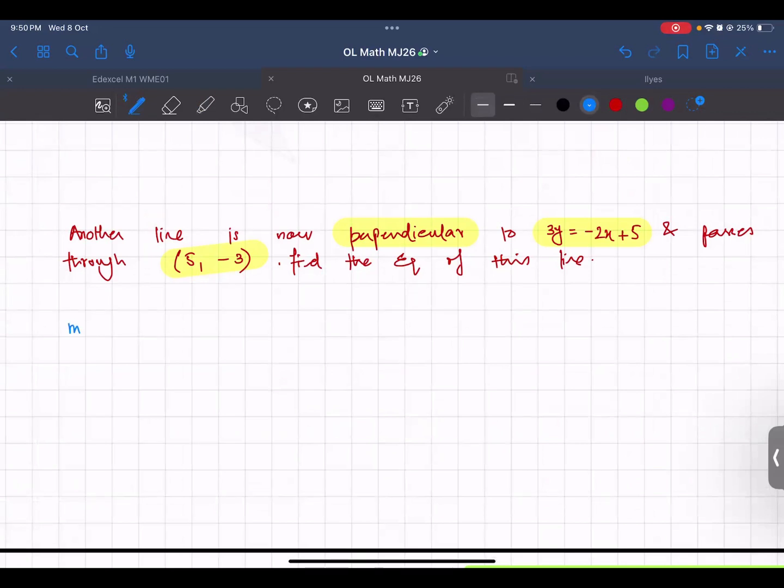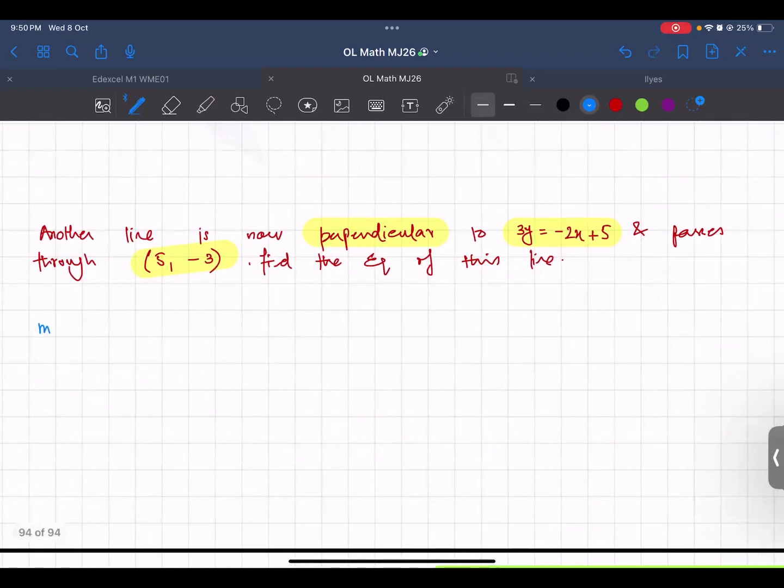Why? Because there is a 3 with y, so we have to divide it on the other side. For comparison, your format should be in y = mx + c format. Right now it is 3y. y should be the subject. So I would move the 3, dividing the whole equation by 3. So y = -2x/3 + 5/3. So now you can see that the gradient of the first line is minus 2 upon 3.